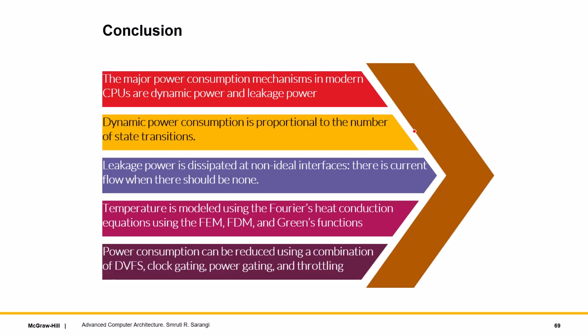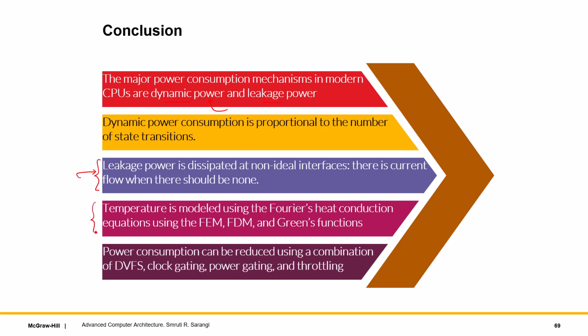So this is the last slide. This is something that we always love to look at. So let me just quickly summarize. The major power consumption mechanisms are, of course, dynamic power and leakage power. Short circuit power can come in too. Dynamic power is purely a function of the number of transitions, and leakage power is a function of many things. The number of interfaces that are non-ideal, the current conduction mechanisms in them, and also things like the supply voltage, body bias, and other things.